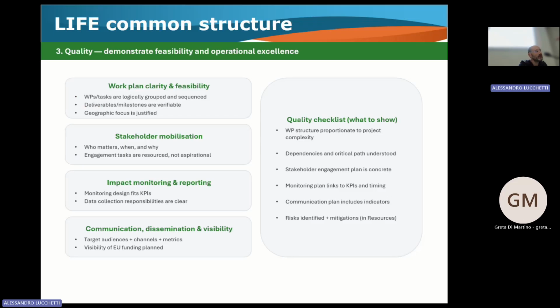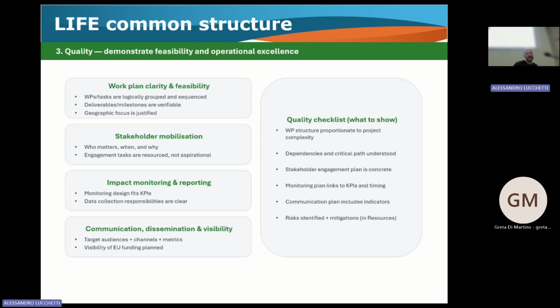Usually, it depends on how long the project is, but usually in a 5-year project you have at least 2 midterm reports, and one final report. In the past, I remember the monitoring team wanted 1 report for each month of activity. It was a mess. And the last part is the communication, dissemination, and visibility.